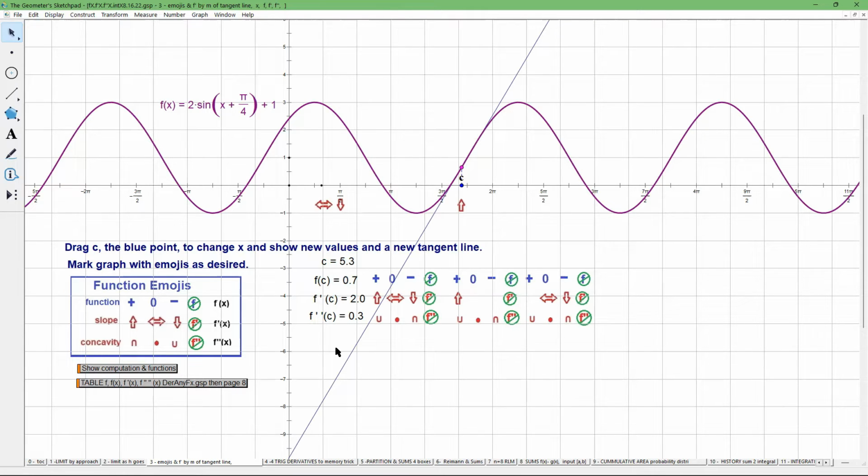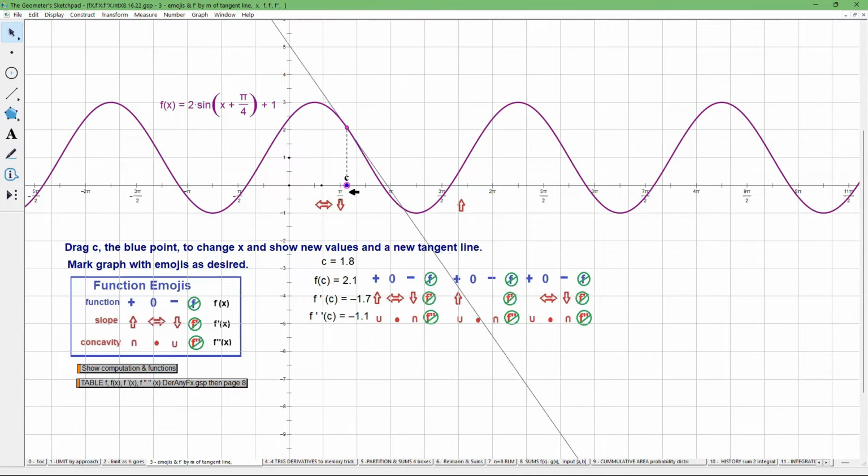You can find the values of the function listed here. So here's the value of x. We'll call it a constant C. And here's how the function and its derivative are changing. There, the slope is negative, but the concavity is also negative. Concavity is negative. It's concave down there.